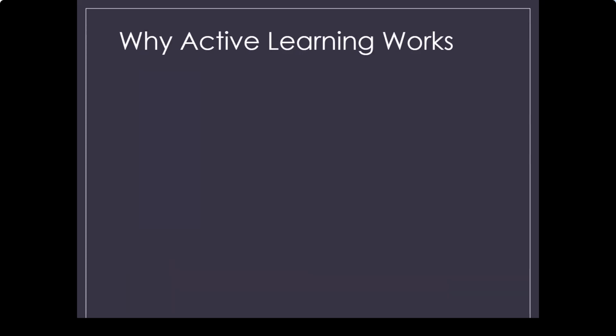Why is active learning effective? We will briefly consider the following theories: constructivism, information processing theory, and situated learning. The research says the same thing over and over. Learning is something the learner does, not something that happens to them. It is an active process. The three overarching points here are tied to a learning theory grounded in decades of research.